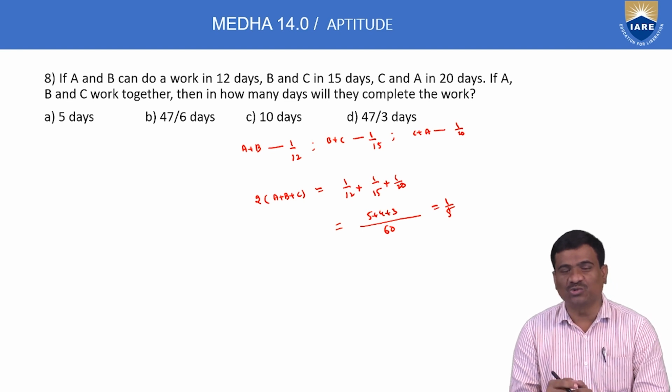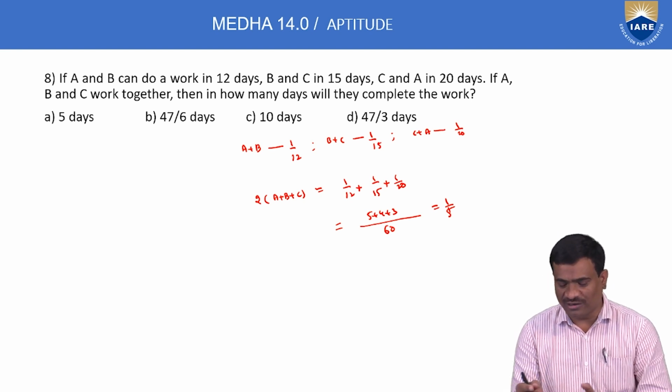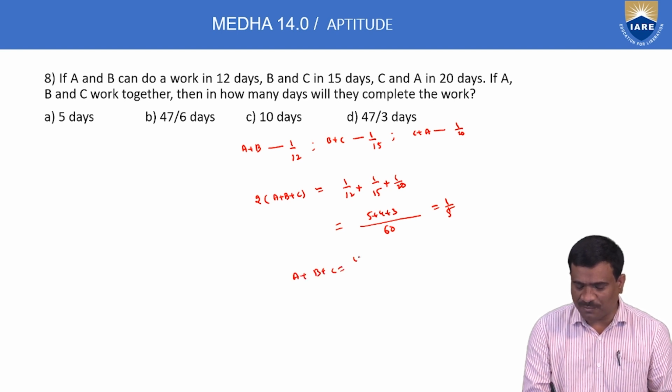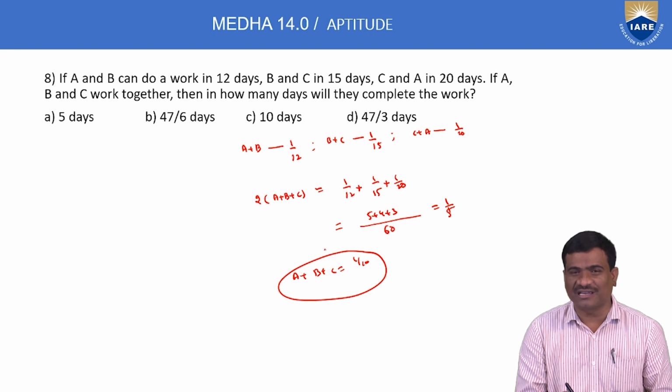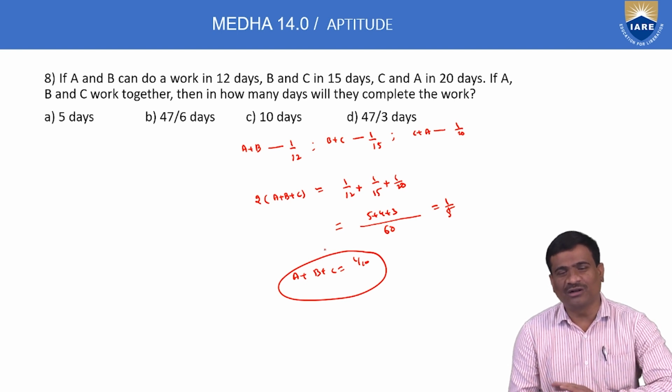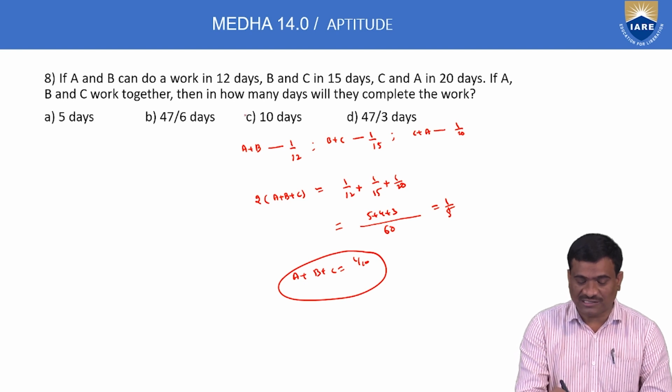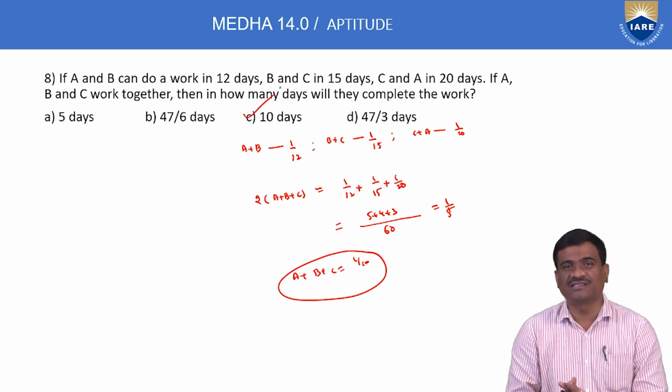2 into A plus B plus C 1 day work is equal to 1 by 5. Then A plus B plus C 1 day work is equal to 1 by 10. Then whole work 10 days. Option C only correct. This is the method.